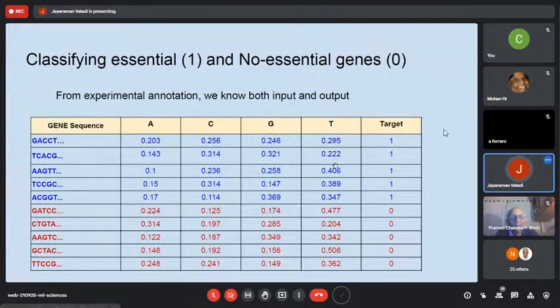The blue colored sequences with certain frequencies of all these 4 nucleotides are essential genes with target 1, and the maroon colored sequences with different patterns of combinations of the nucleotides are non-essential. So we know this a priori in a supervised learning algorithm from experimental annotation, both the inputs and the outputs.